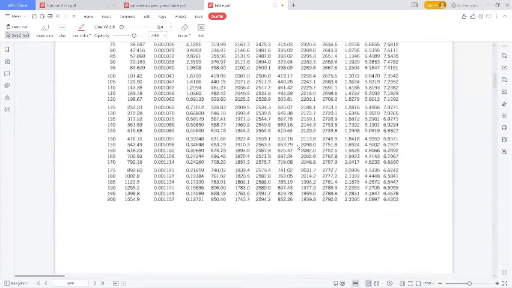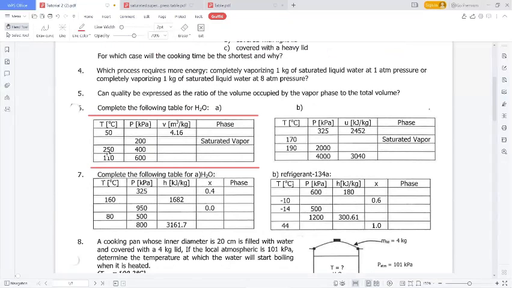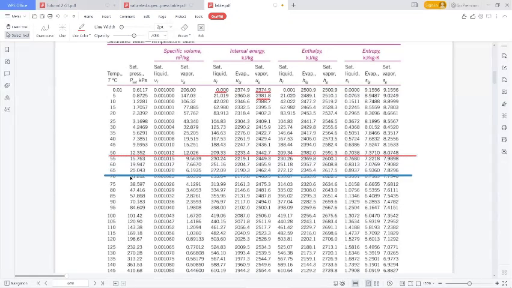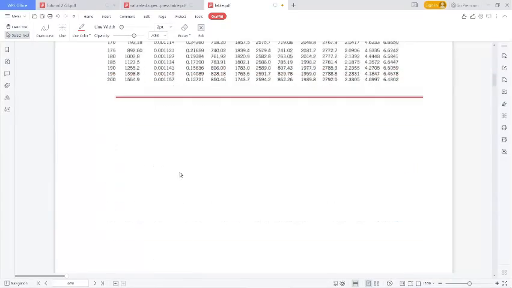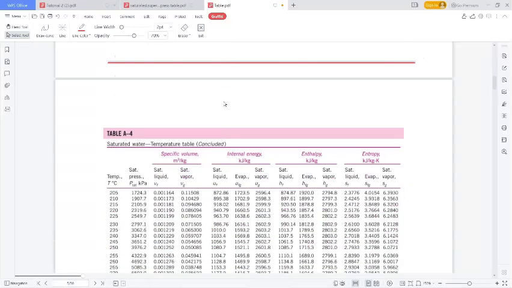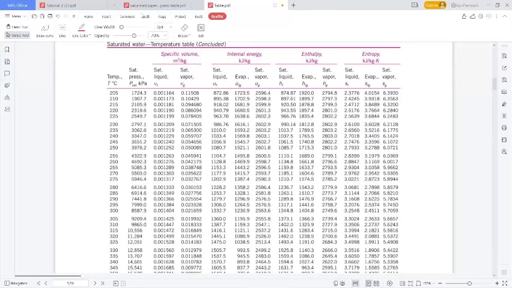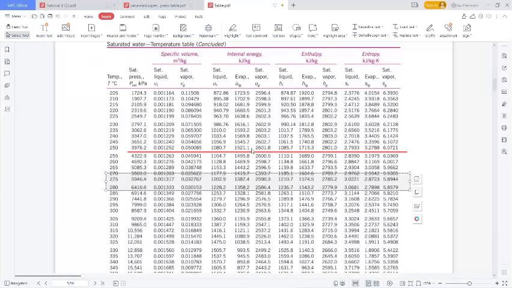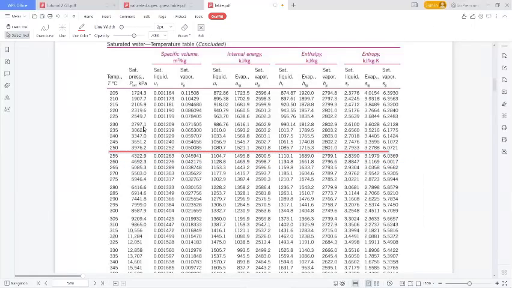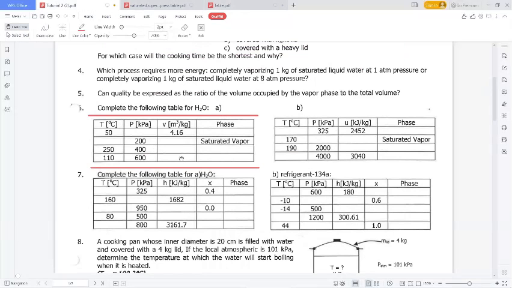So the four table, 115 degrees C. So lift up this line, 115 degrees C. Oh. 215 degrees C. So at the 215 degrees C, the pressure will be 39776.2 kPa. So according to the question given, there will be 400 kPa.